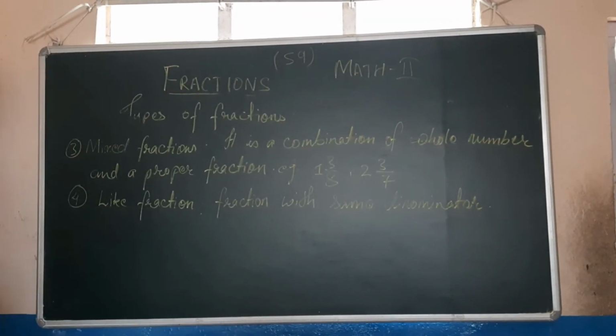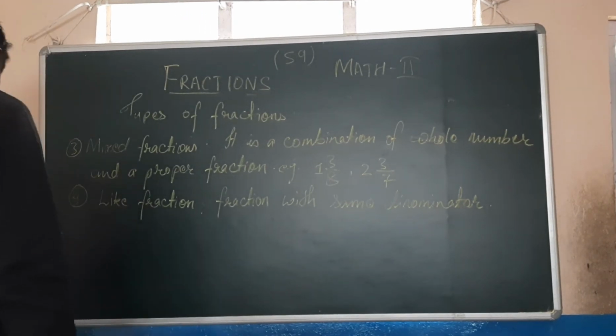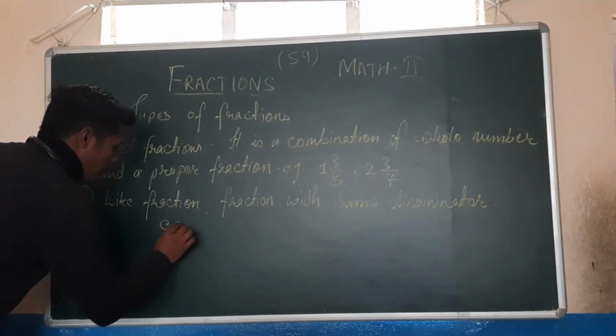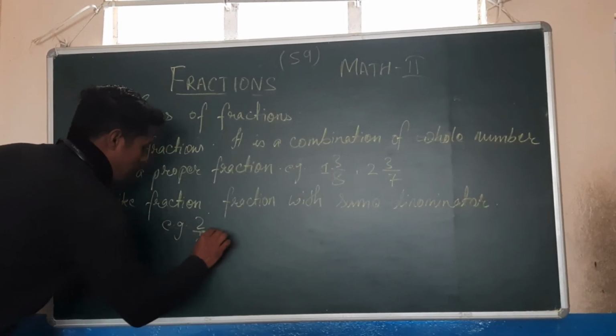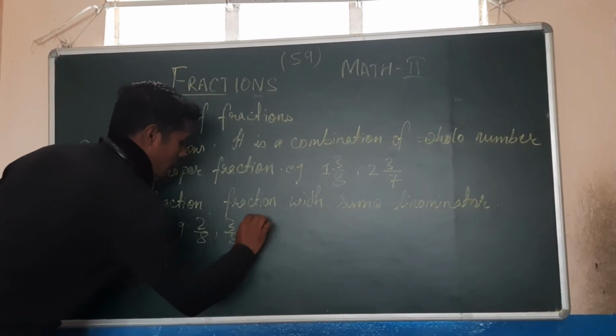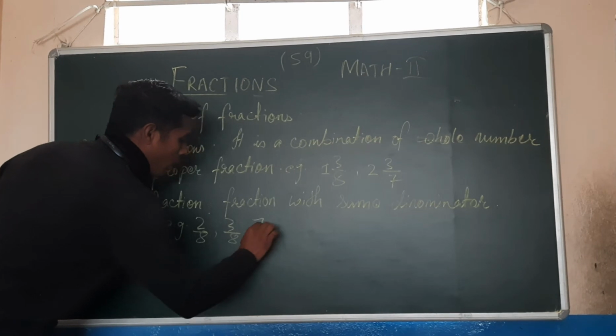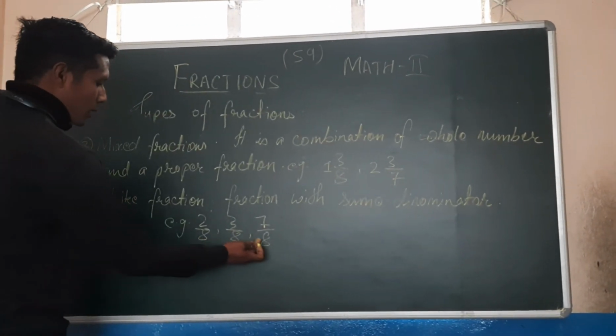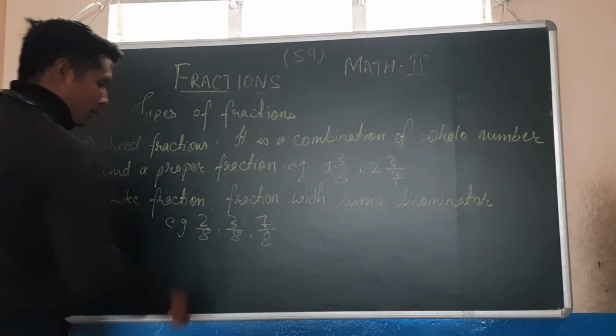Fractions with the same denominator are known as like fractions. Example, 2 by 8, 3 by 8, 7 by 8. All of these are known as like fractions. Why? Because the denominators are same, that is 8.